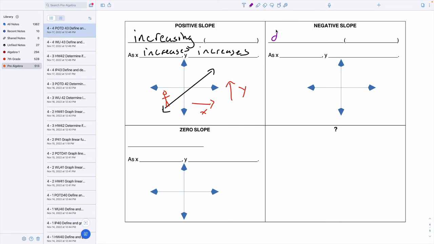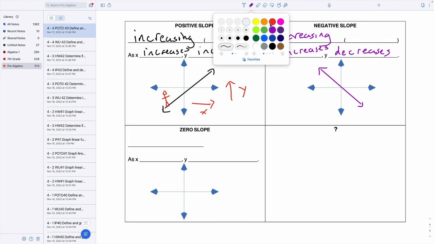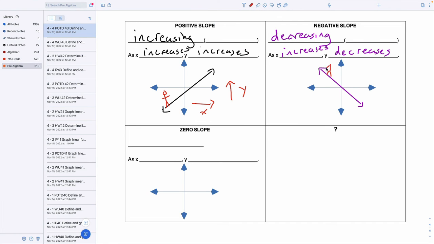If you have a decreasing slope, as x is increasing, y is going to decrease. And this looks like this. Draw a line anywhere, and your little slope man is walking left to right. He is going down. You know it's going in the negative direction. As x is increasing, y decreases. It goes down.